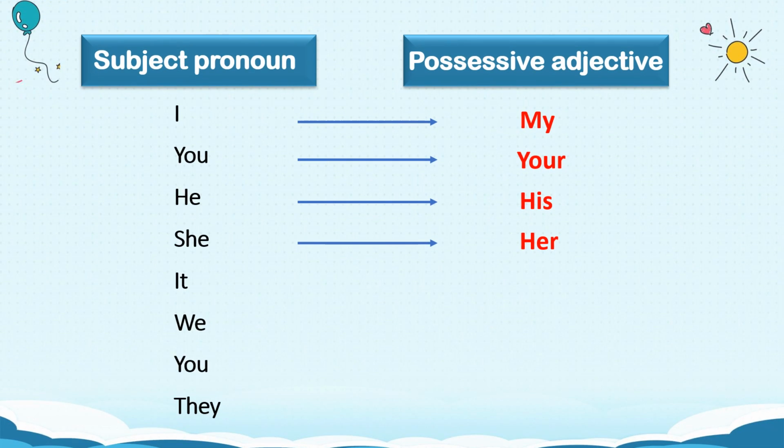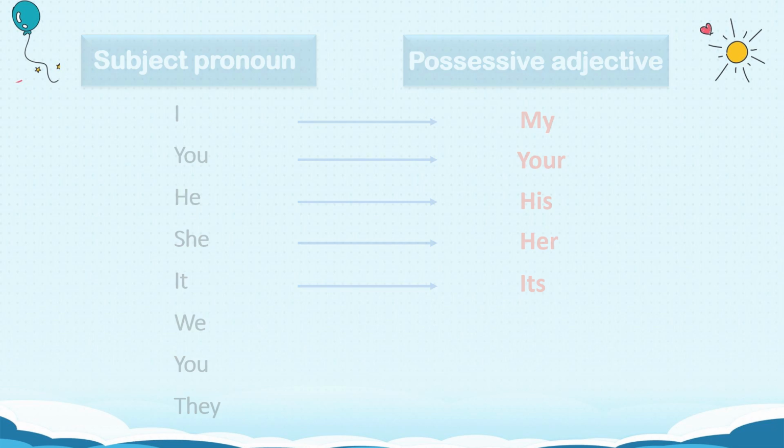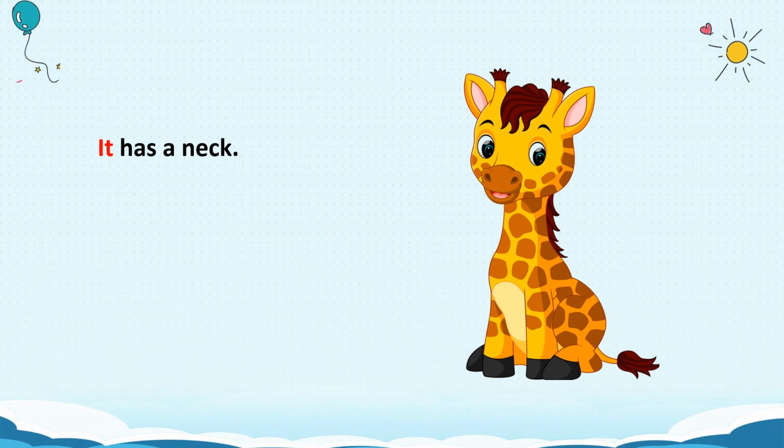Subject pronoun it. Possessive adjective its. It has a neck. Its neck. Its neck is long.